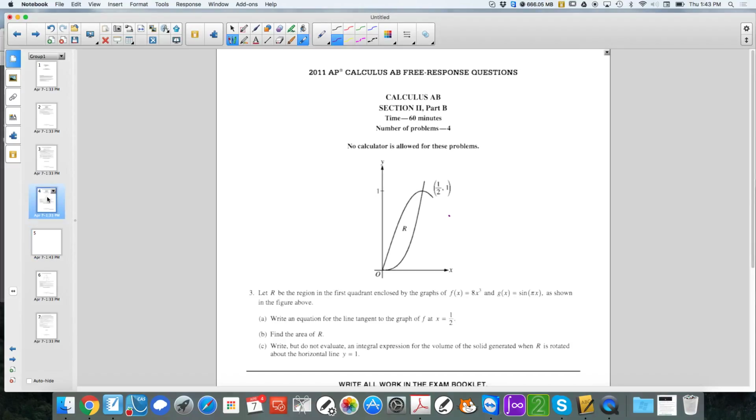So we're going to look at this problem from the 2011 AP exam. And I'm going to read the first piece of information. It says, let R be the region in the first quadrant, bounded by the two graphs, f of x equals 8x to the third, and g of x equals sine of pi x.